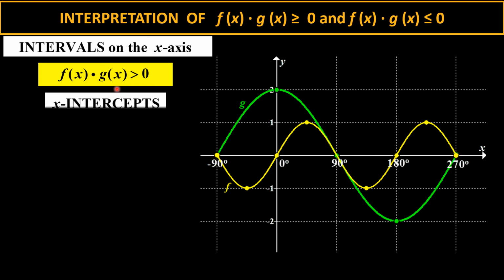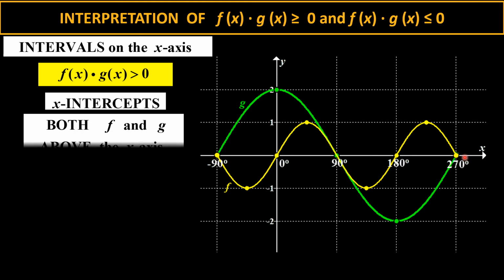So I've got two options there. We're going to look at the x-intercepts there, right? Because f(x) g(x) is positive, I have to look at the x-intercepts. So I have to look at the negative 90, the 0, the 90, the 180, and the 270. So there's the interval, there's the interval, there's the interval, there's the interval. Okay, so I can have both of them above the x-axis, or I can have both of them below, right?